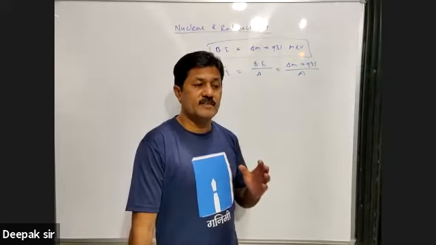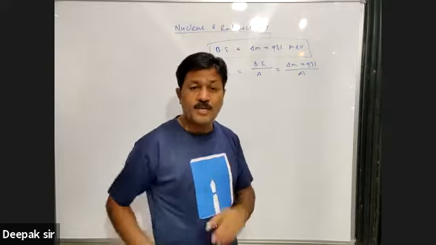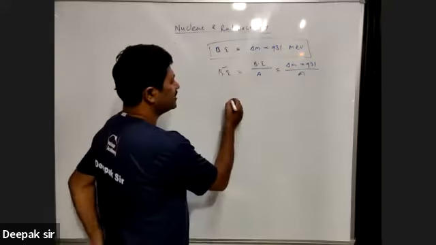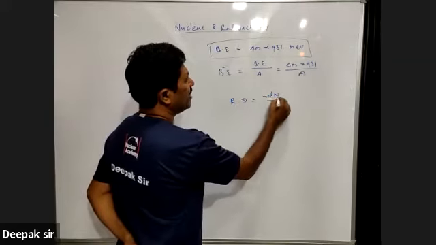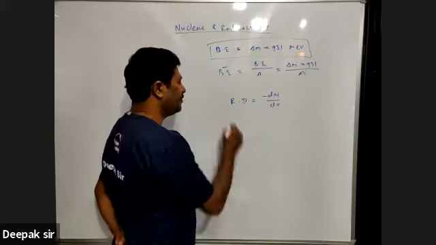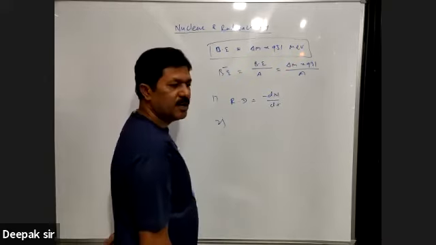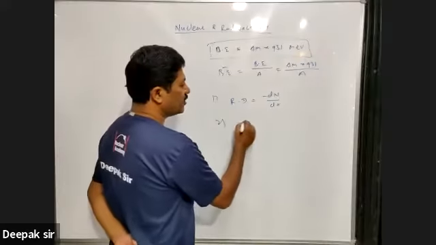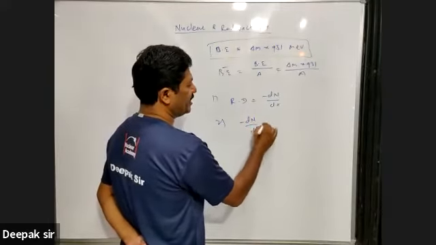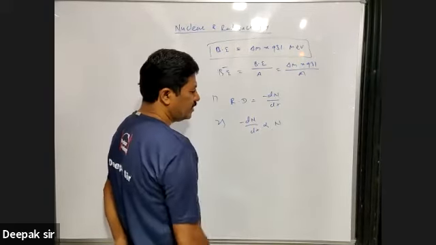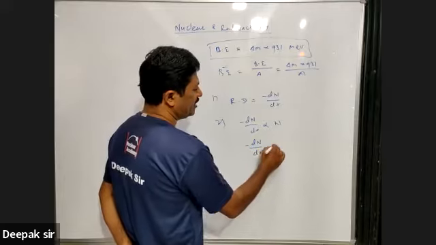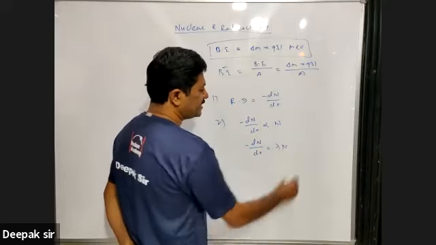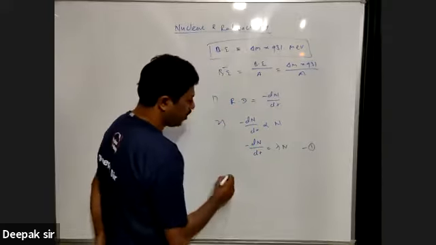Also, we have seen rate of decay. Rate of decay is nothing but minus dN upon dt. That is called the rate of decay. First thing. Second, we have seen rate law. What is rate law? Minus dN upon dt is directly proportional to N. So after solving, we saw that minus dN upon dt is equal to lambda N, and this is nothing but the rate law.